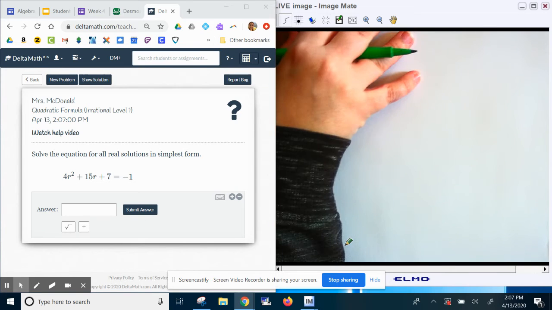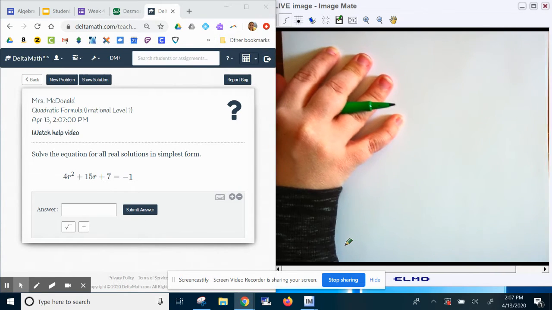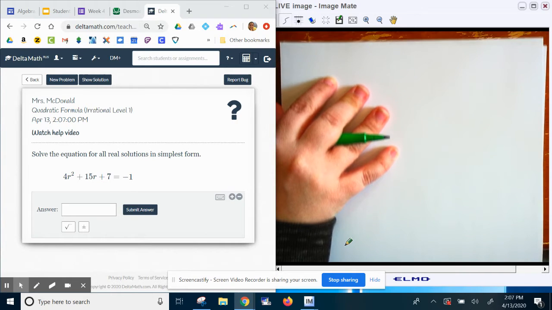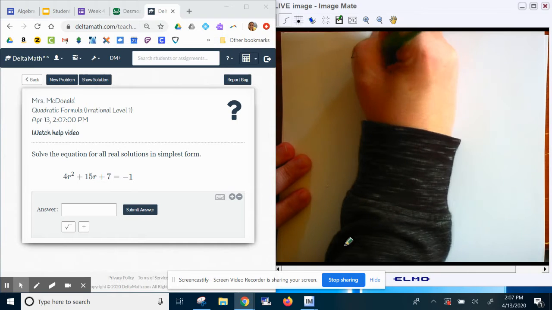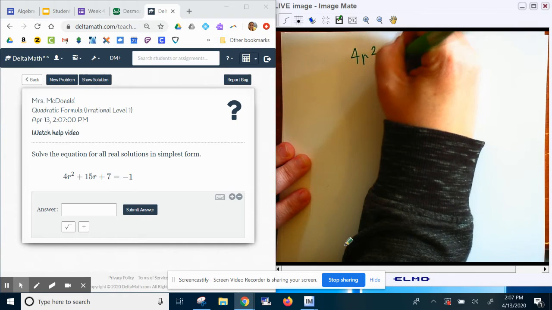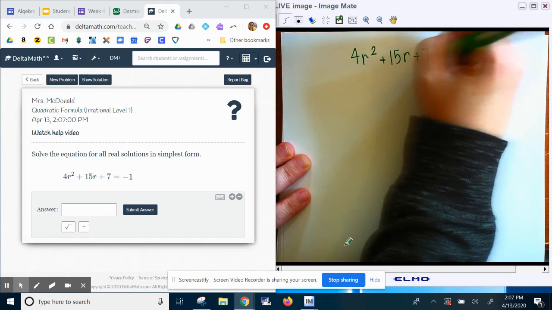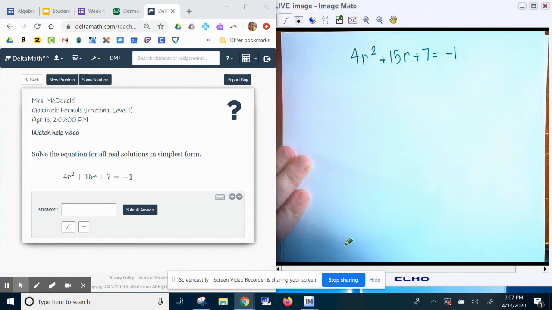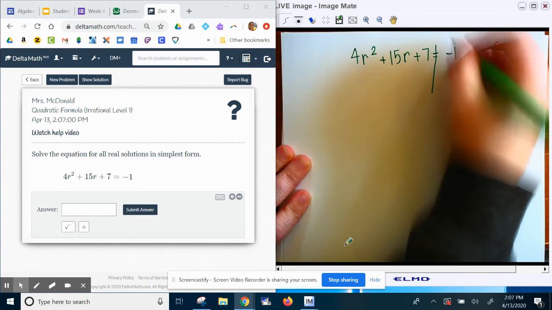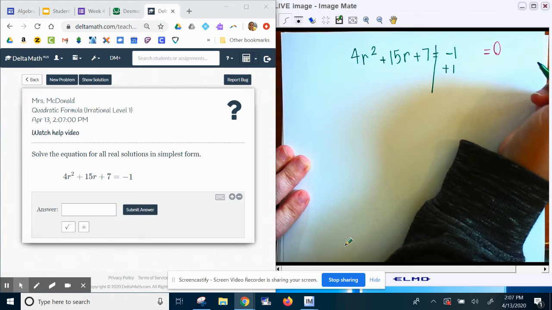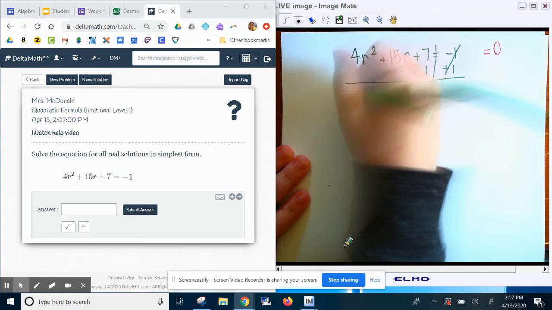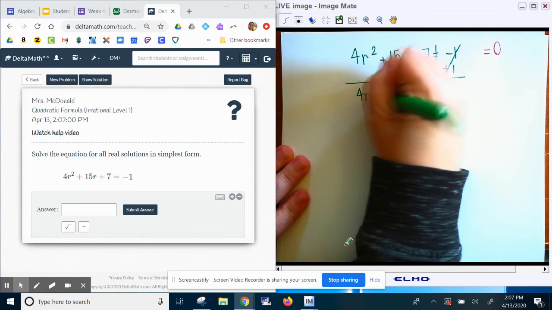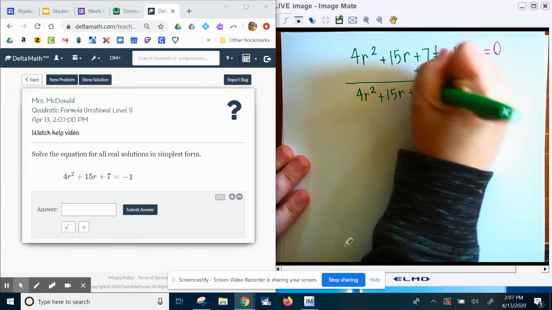Okay, so this next type of quadratic formula problem, you're going to notice that the radical is going to need to be simplified. That's kind of the difference between this one and the last video. So we've got 4r squared plus 15r plus 7 equals -1. Again, our first step is to make sure it equals 0, in standard form. So in order to do that, we've got to move the 1 to the other side of the equation. If I do it on one side, I've got to do it to the other on the like term. So I've got 4r squared plus 15r plus 8 equals 0.